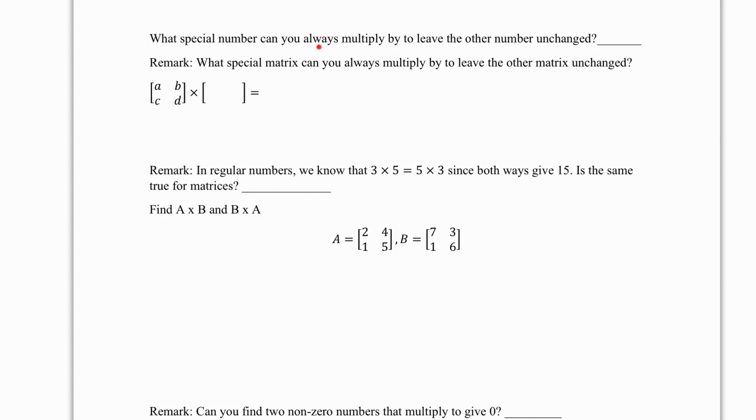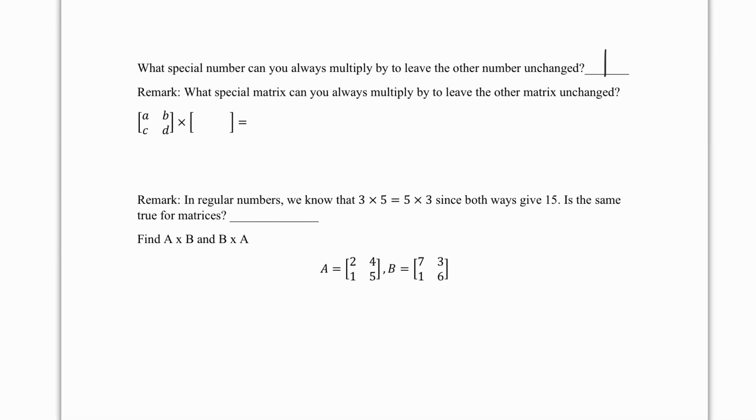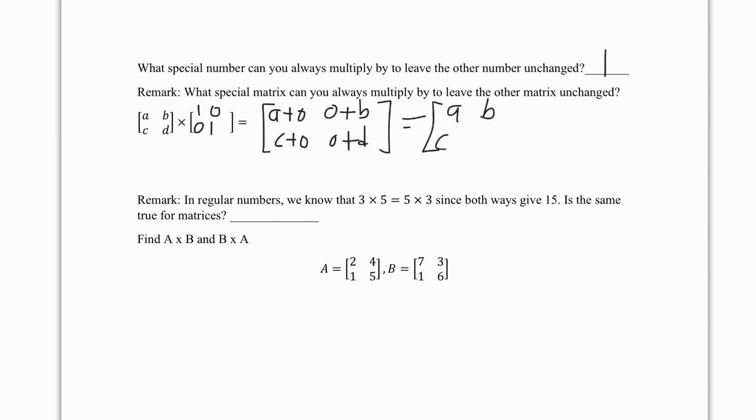What special number can you always multiply by to leave the other number unchanged? Thinking about regular arithmetic, well, hopefully you remember the special number is the number 1, because 1 times anything is just the anything. Well, what special matrix can you always multiply by to leave the other matrix unchanged? Turns out that 1, 0, 0, 1, if we multiply this, we'll get a plus 0, 0 plus b, c plus 0, 0 plus d. So it wasn't actually a fluke with that question. We're always going to get the same thing. It's going to be unchanged.